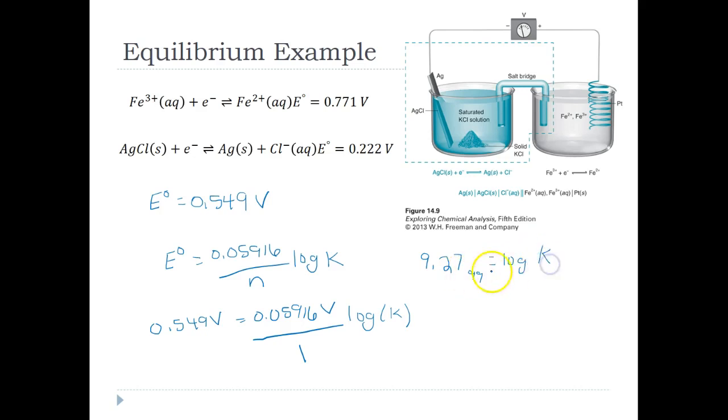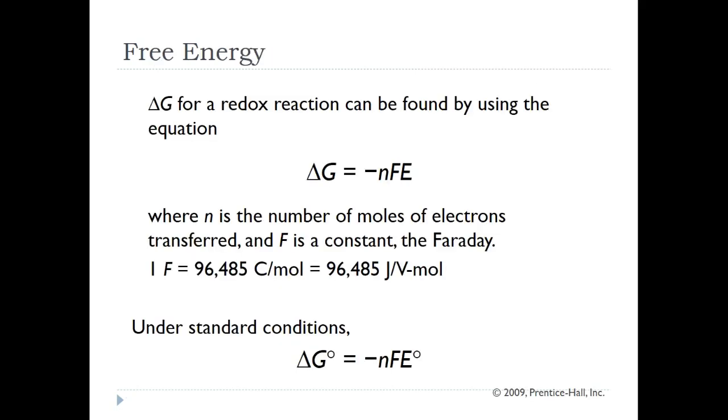So I would do 10 to the power of both sides. 10 to the power of 9.2799, I get 1.9 times 10 to the 9th as an equilibrium constant. As long as our standard cell potential is a positive number, we would expect a giant equilibrium constant. This is almost 2 billion, so this is a big number. That's not surprising because galvanic reactions are spontaneous. That means they make a lot of products. They go towards the products. Okay, so we could solve for the equilibrium constant if we needed to, based on the cell potential.